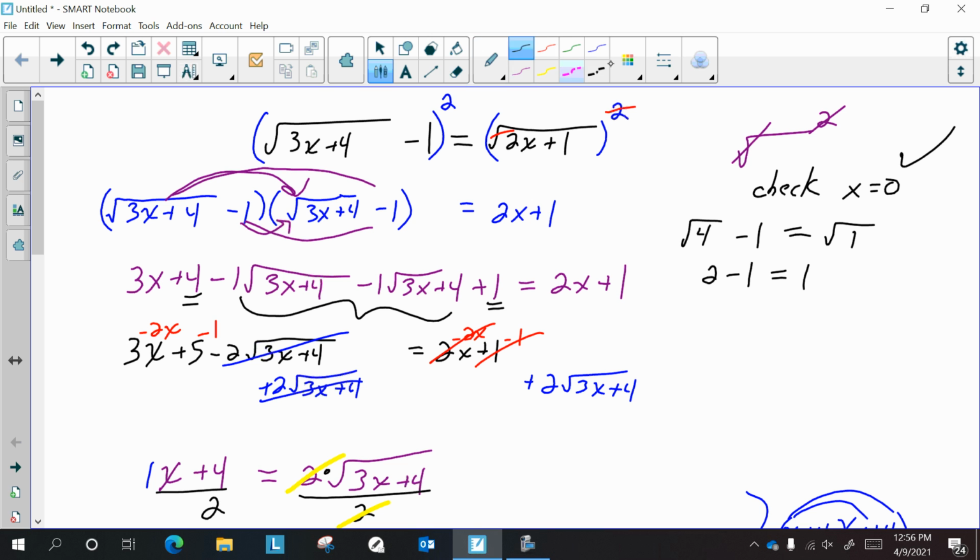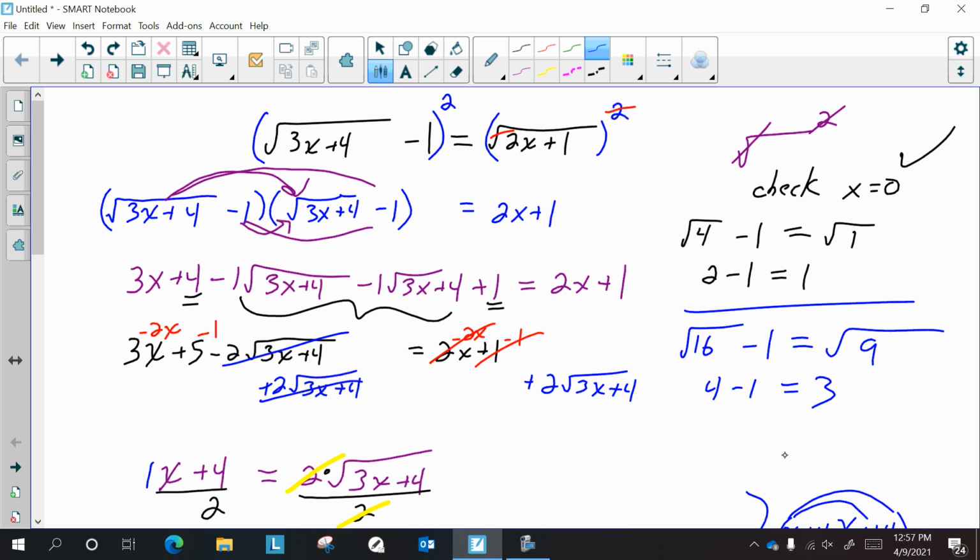Now let's see if 4 is a solution. So if we enter a 4, 3 times 4 is 12, plus 4 is 16 under the radical, minus 1. On the other side, we get 2 times 4, that's 8, plus 1, so 9 under the radical. So 4 minus 1, and that is a true statement as well. The square root of 16 is 4. The square root here, that's a true statement. So x equals 4 is also a solution. So both of those work in this case.